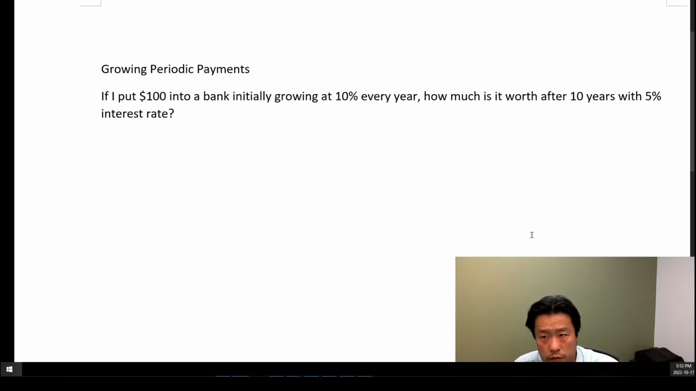Let's work on the future value of growing annuity today with Excel. For example, this question: if I put $100 into a bank initially, growing at 10% every year, how much is it worth after 10 years with 5% interest rate?